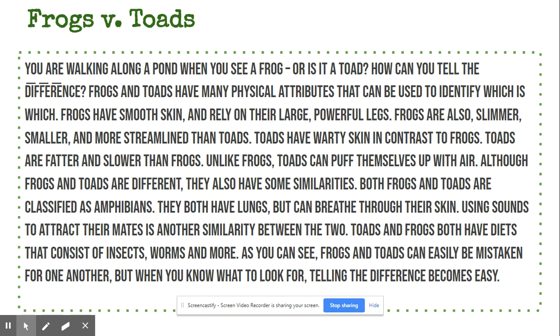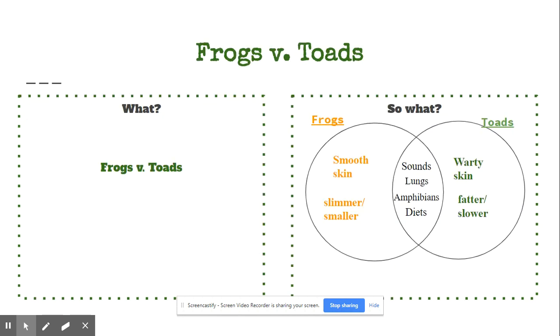So again, in the text, we are just comparing and contrasting frogs to toads. And then again, using the so what strategy, what were we talking about? Frogs versus toads. But so what? So what about them? So we know we were comparing and contrasting. Remember, using the Venn diagram or our graphic organizer, the things that are not the same are on the outside and the similarities are in the middle, where they both intersect. So we know frogs, according to the text, have smooth skin, while on the other hand, toads have warty skin. Frogs are slimmer and smaller, while toads are fatter and slower.